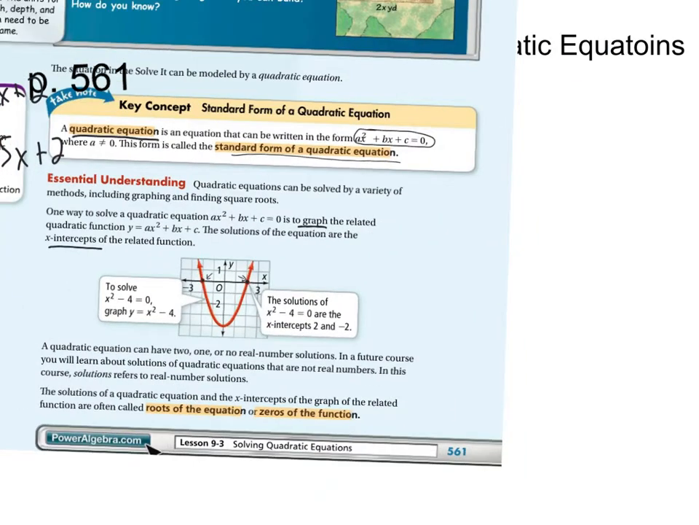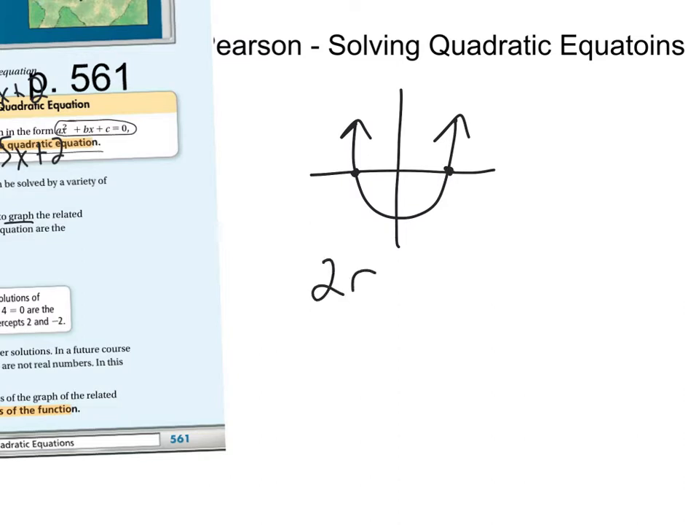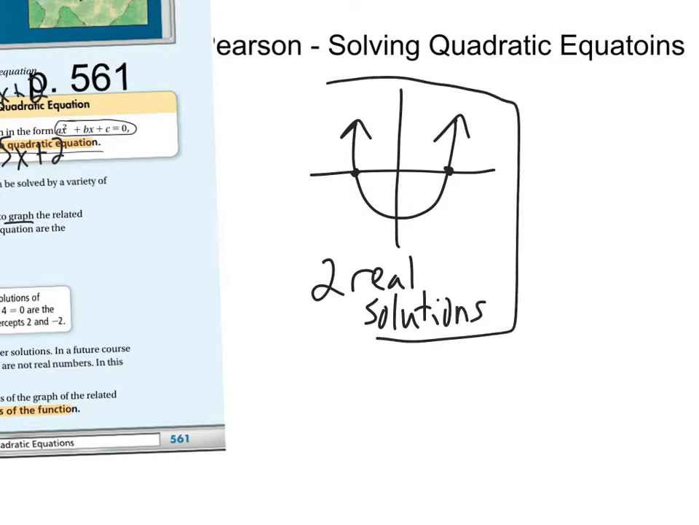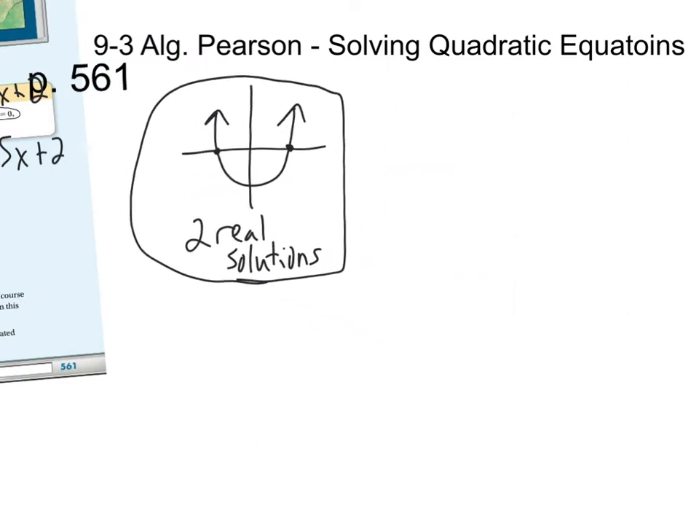And sometimes they're going to call these real number solutions. So like the example in your book, this has 2 real solutions. This might seem strange, that I'm saying they're real solutions. You might think I'm making this up, but there are actually things you'll learn about in high school called imaginary numbers. It's a thing. So these are 2 real solutions.